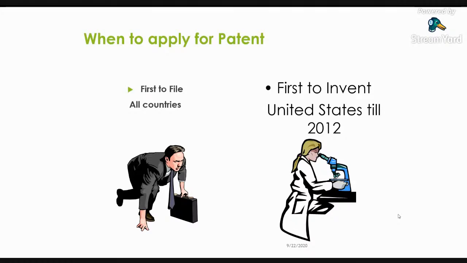But A took a little longer time in finalizing the formulation or the process. In between, B took a chance, and B could crack the commercialized formulation first, so B could file the patent earlier than A. In that case, the United States used to investigate. There was a procedure to investigate, and they used to give the patent to the first to invent, but that was only until the America Invents Act, that is AIA, came.